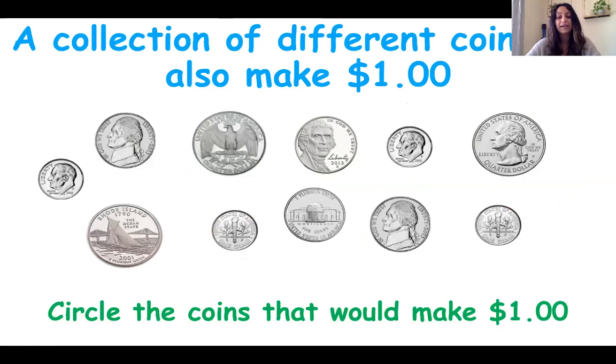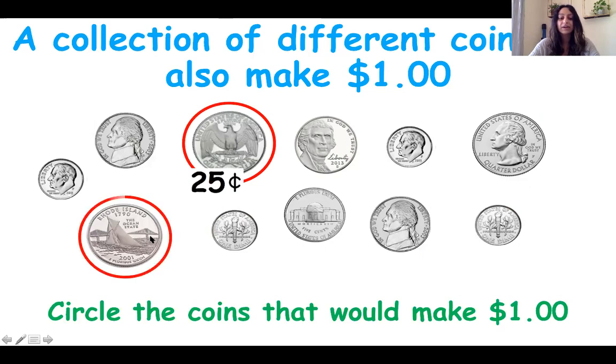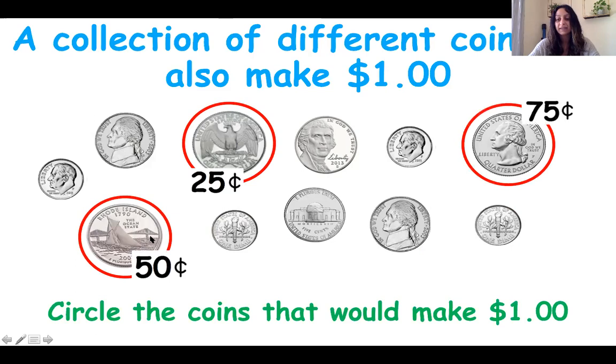Let's try another one. Here's a different collection of coins. Let's circle as many coins as we need to make a dollar. Here we go. Again, I'm going to start with quarters. So I have a quarter here, 25 cents. There's another quarter, 50 cents. There's another quarter, 75 cents. I don't see any more quarters, so I'm going to move to dimes.